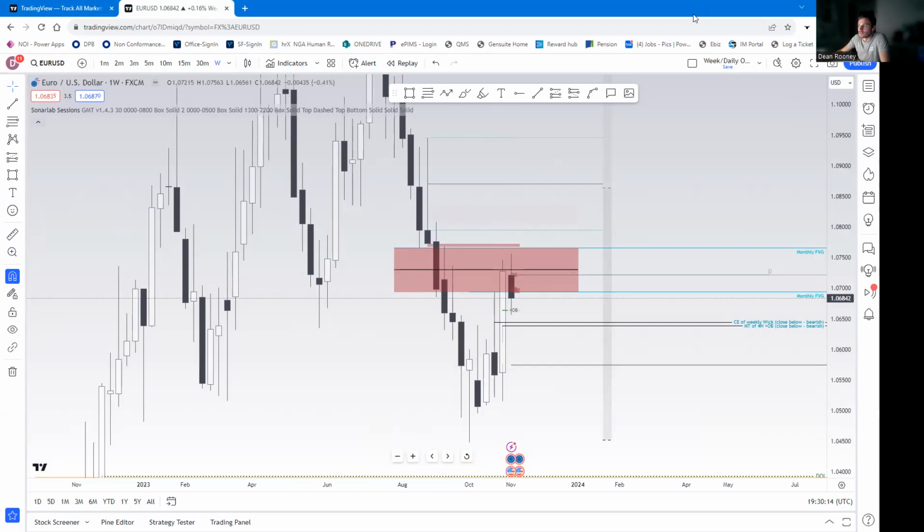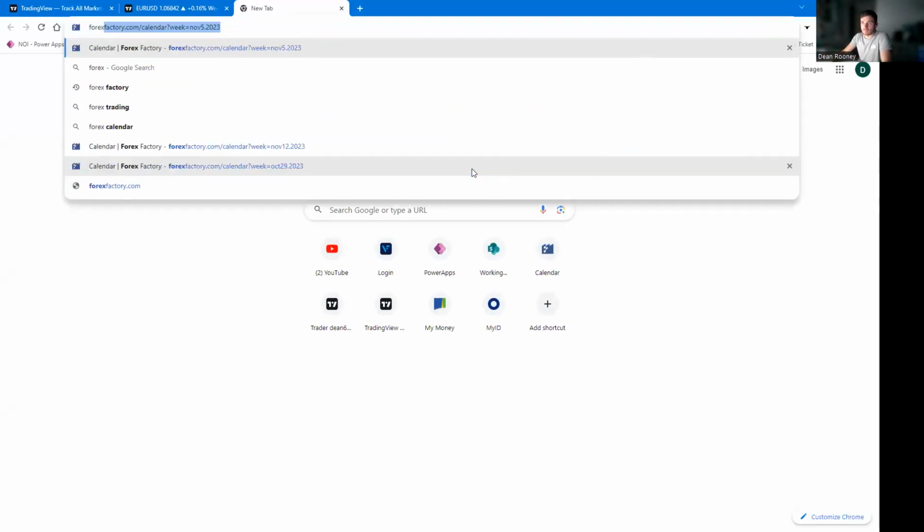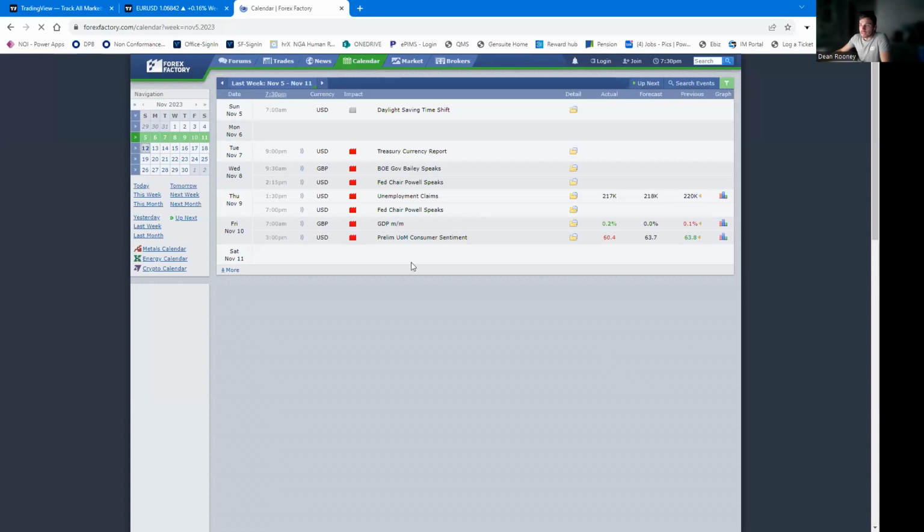And the economic calendar is, let me just make the economic calendar come up. I need to hide this. Not working right. Here we go. So Forex Factory, and I'm looking ahead at this week.